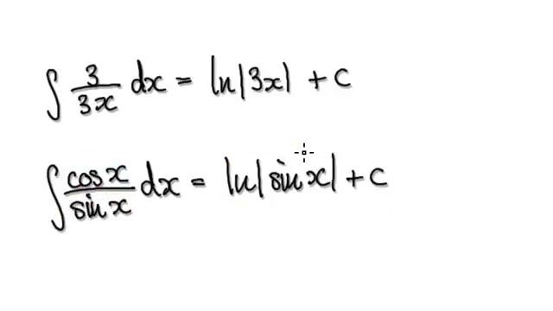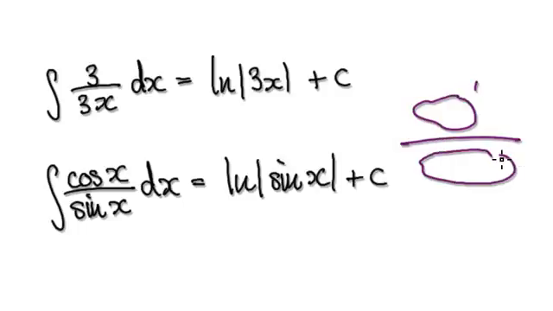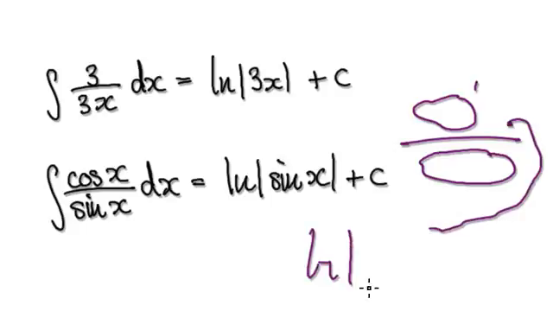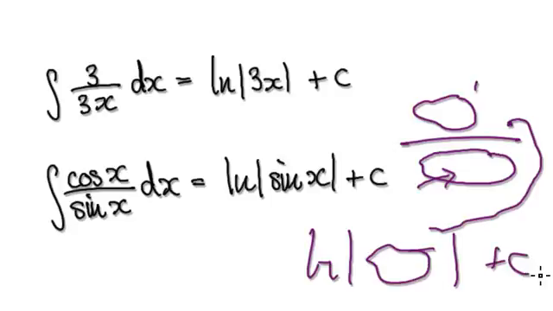So when you do integration, try and keep an eye out for something being the exact derivative of another thing. If so, then you can just jump to natural log absolute of the denominator plus a constant. Okay?